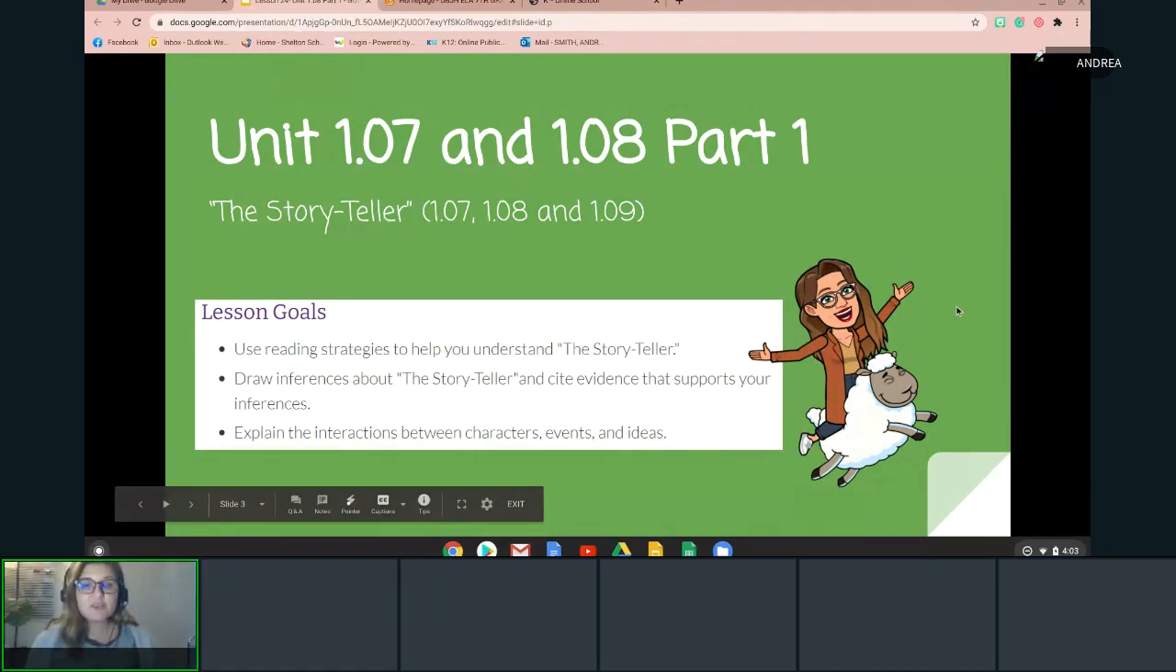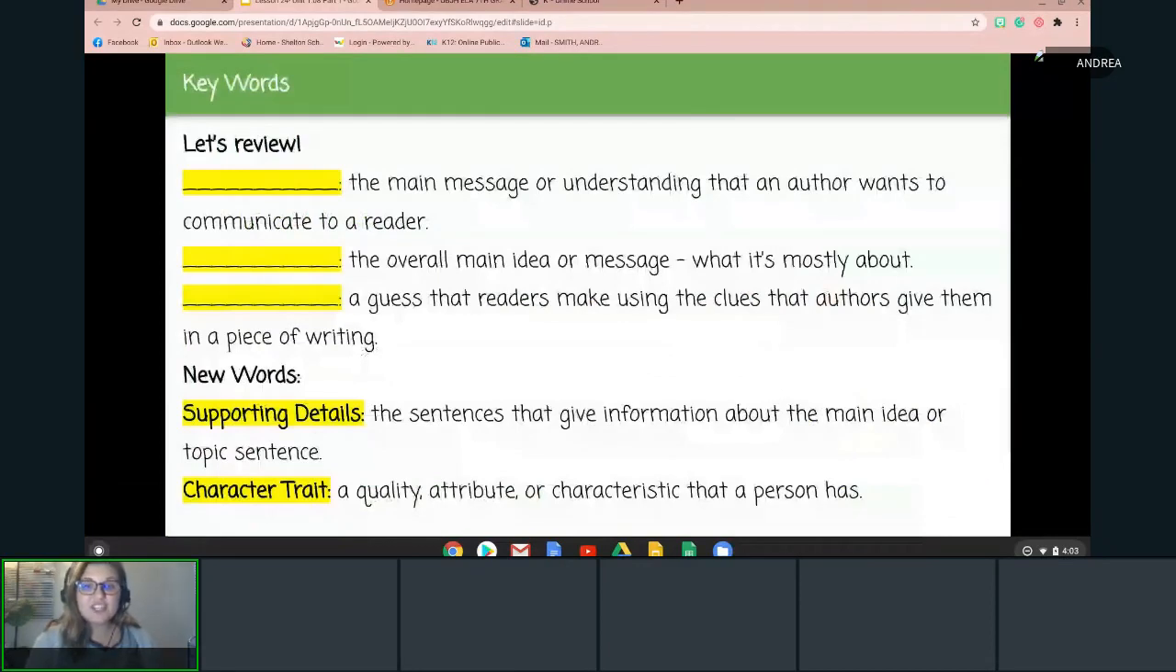So let's review some key terms. After I say the definition, I want you to pause and try to think about what the word is and see if you can fill it in before I give the answer. Okay, so we have the main message or understanding that an author wants to communicate to a reader. We have the overall main idea or message, what it's mostly about, and a guess that readers make using the clues the authors give them in a piece of writing. So right now, pause your video, see if you can match the word to the definition. We went over this on Monday.